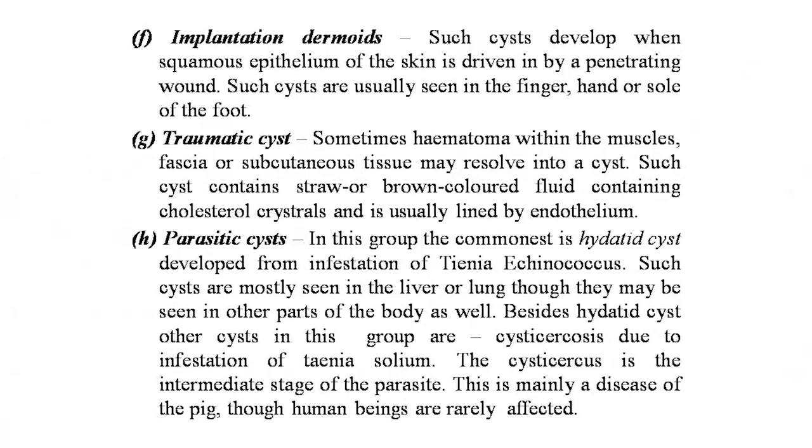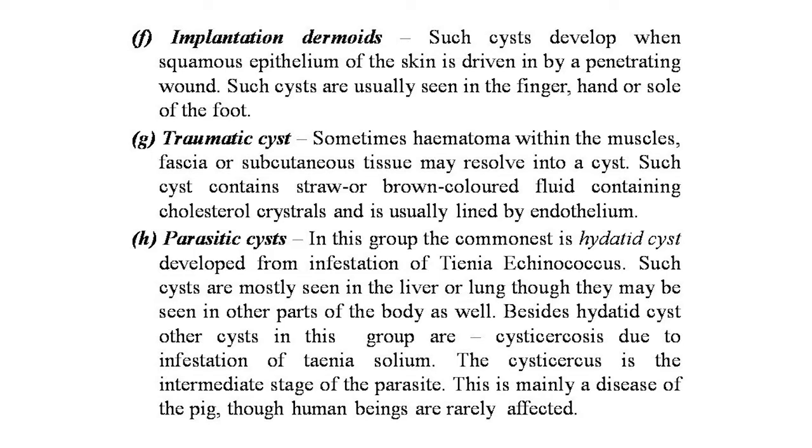The next cyst is the implantation dermoid. Such a cyst develops when squamous epithelium of the skin is driven into a penetrating wound. Such cysts are easily seen in the finger, hand or sole of the foot. The next cyst is the traumatic cyst. Sometimes a hematoma within the muscles, fascia and subcutaneous tissue may resolve into a cyst. Such a cyst contains straw or brown colored fluid containing cholesterol crystals and is usually lined by endothelium.